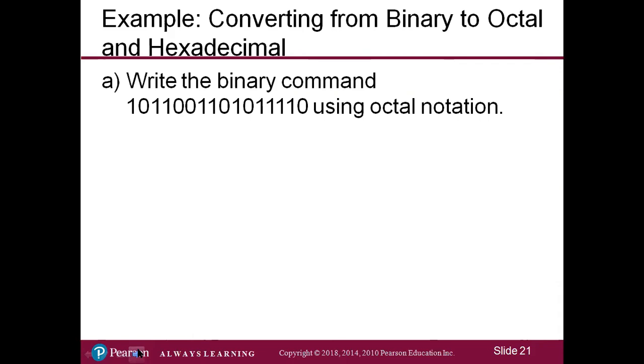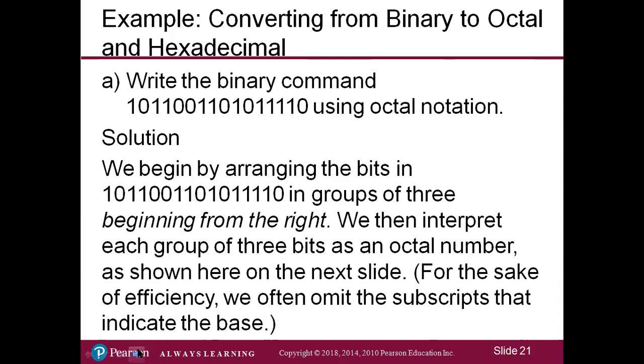Write the binary number 10110110110111110 using octal notation. Solution. We begin by arranging the bits in groups of 3 beginning from the right. We then interpret each group of 3 bits as an octal number, as shown here on the next slide.